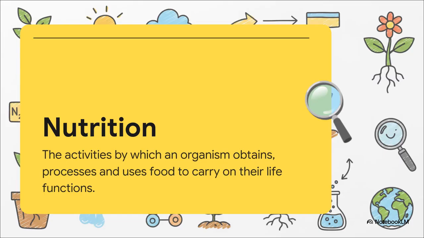So first things first, let's nail down what we even mean by nutrition. It's basically the whole process of how any living thing gets food, processes it, and then uses it to, well, live. For a plant, it's all about gathering the raw materials it needs to build itself up: the leaves, the stem, the roots, and to get the energy for everything it does.